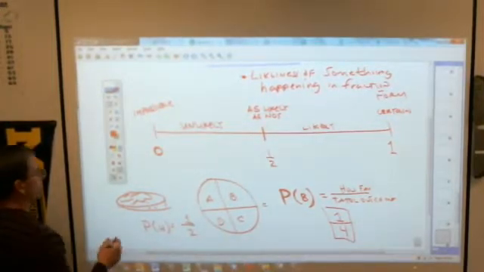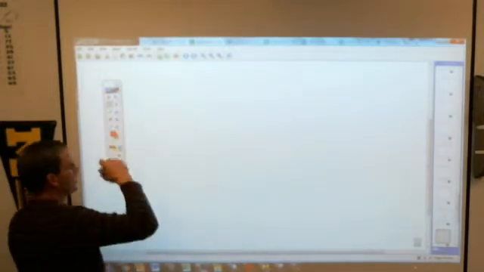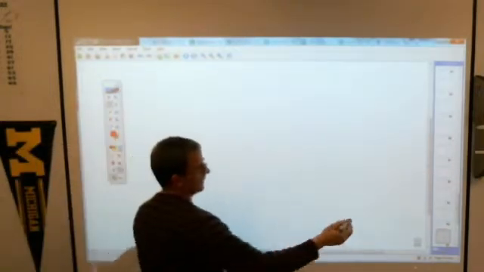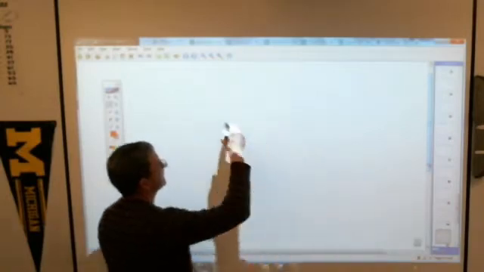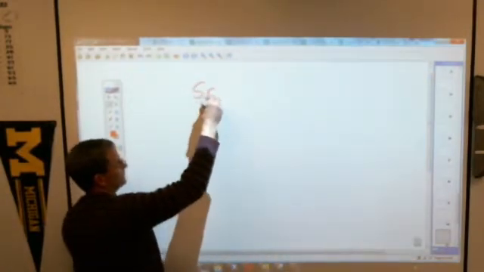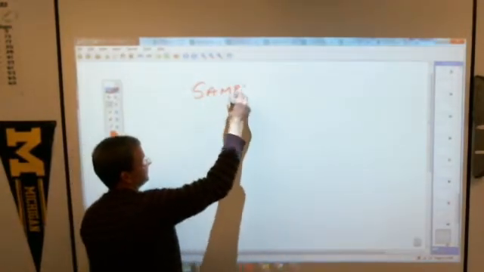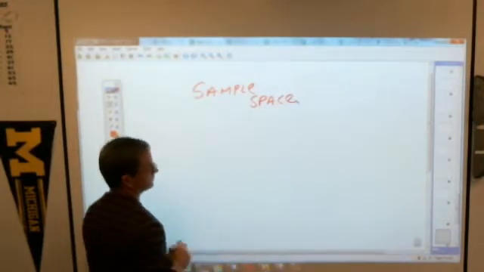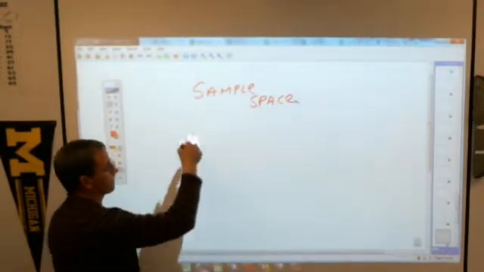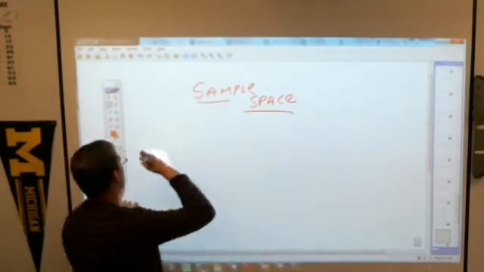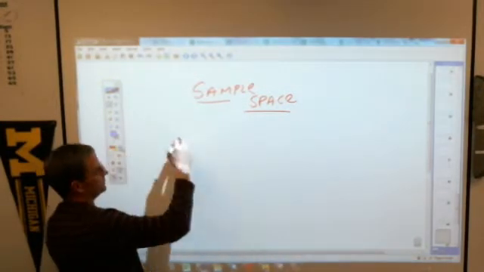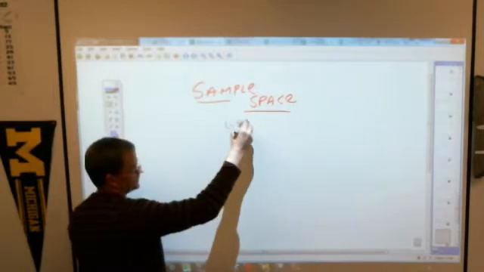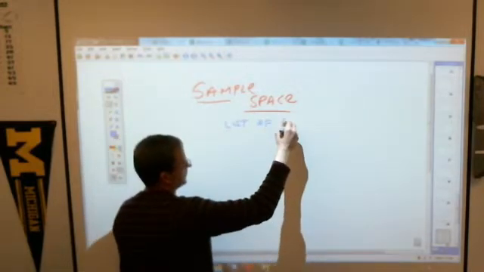Now, take out a blank piece of paper because along with probability, sometimes we have to talk about sample space. Sample space is just a list of all outcomes.